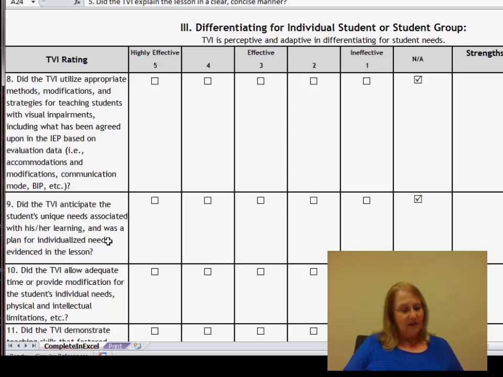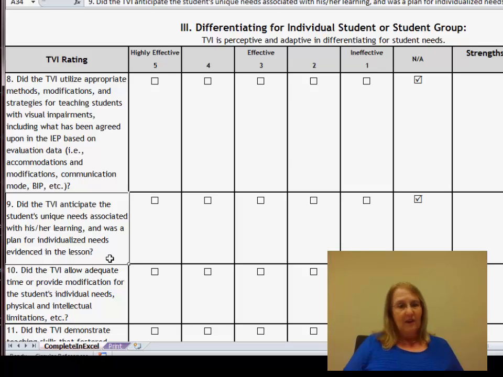Did the TVI anticipate the student's unique needs associated with his or her learning, and was the plan for individualized needs evidenced in the lesson? So that's something that you're going to look at.